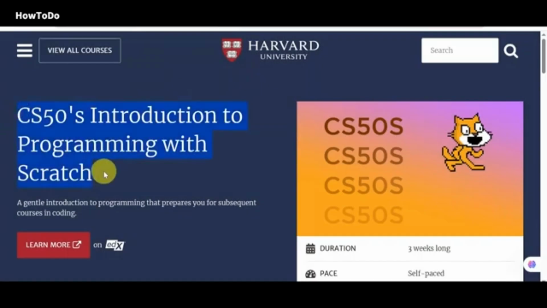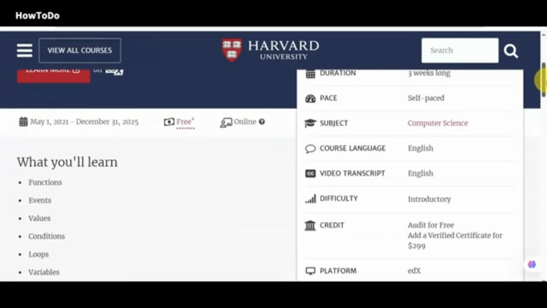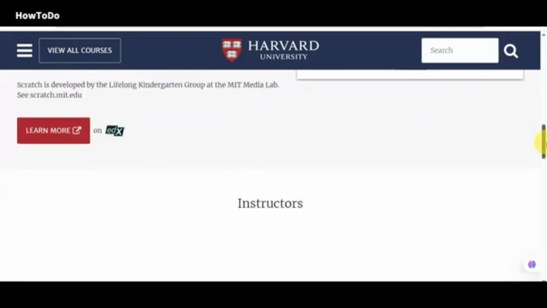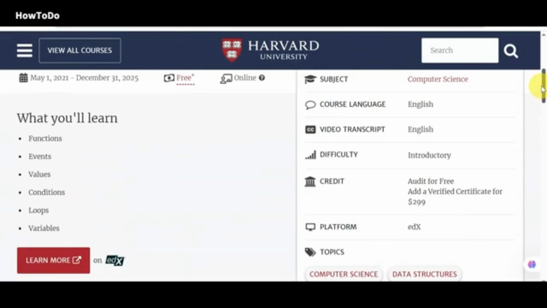4. CS50's Introduction to Programming with Scratch. An introduction to programming using Scratch, a visual programming language via which aspiring programmers can write code by dragging and dropping graphical blocks that resemble puzzle pieces instead of typing out text.